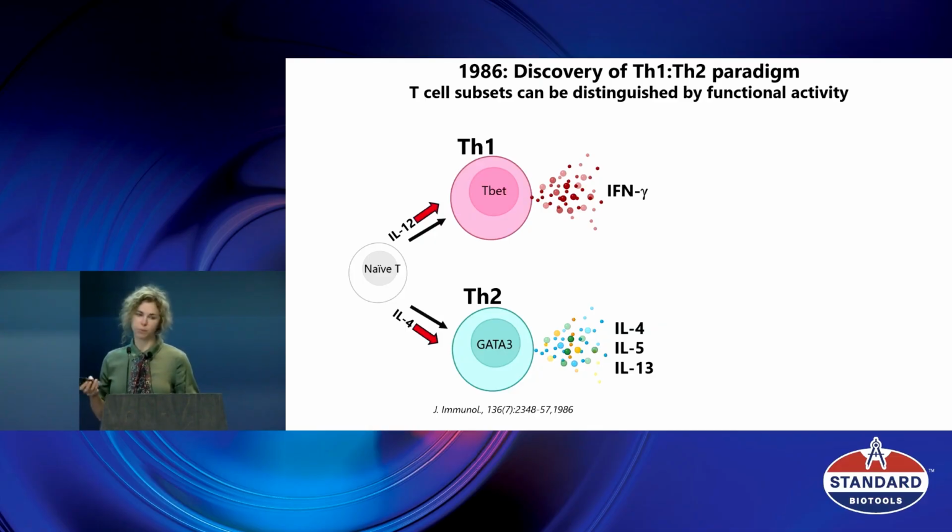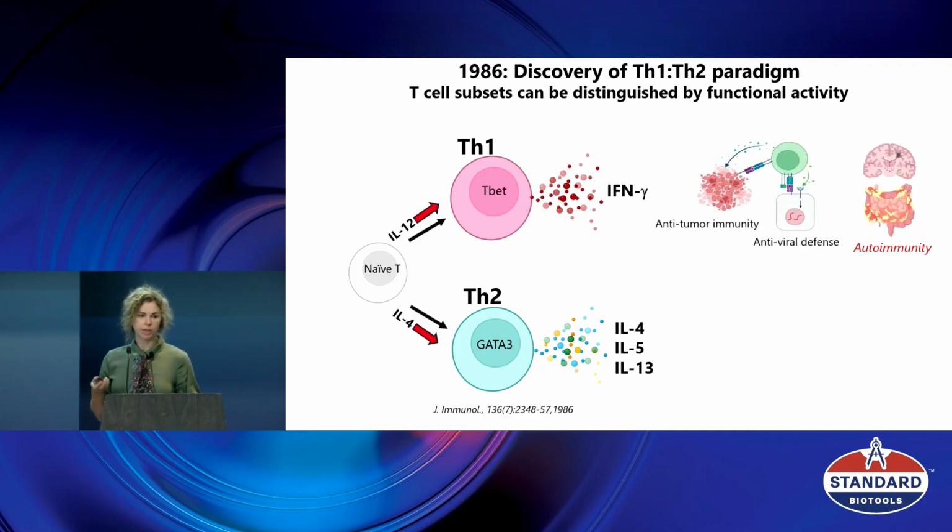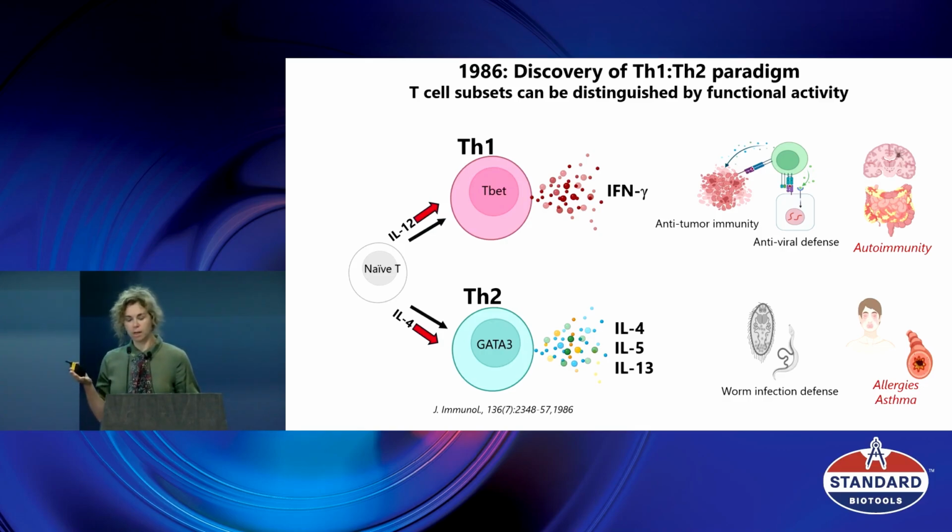But that was groundbreaking, that we have different flavors of T cells, and they would produce different cytokines that would eventually end up crucial for different aspects of immunity. So the Th1 arm was first implicated to be part of the anti-tumor immunity and antiviral clearance, and the Th2 arm, evolutionarily, is part of our defense against worm infections. And we also have all the aspects of autoimmunity coming from the imbalance of these two arms, with Th1 leading to one side of the autoimmunity conditions and the Th2 arm leading to allergies and asthma.